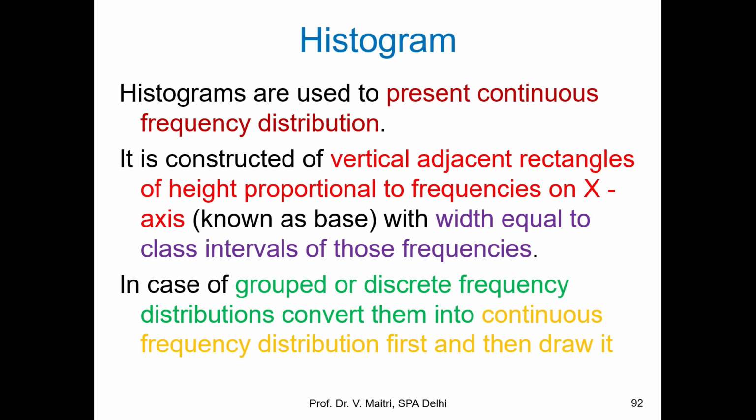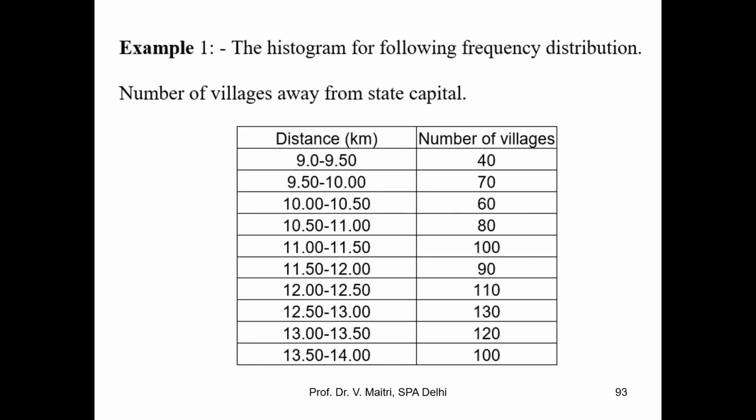In case of group or discrete frequency distribution, first of all we have to convert it into a continuous frequency distribution, then we can draw it. So a histogram has to be drawn on a continuous frequency distribution; it cannot be drawn for a discrete or group frequency distribution. Let's see: number of villages away from the state capital. 9 to 9.5 kilometers, 40 villages. 9.5 to 10 kilometers, 70 villages. 10 to 10.5 kilometers, 60 villages, and so on.